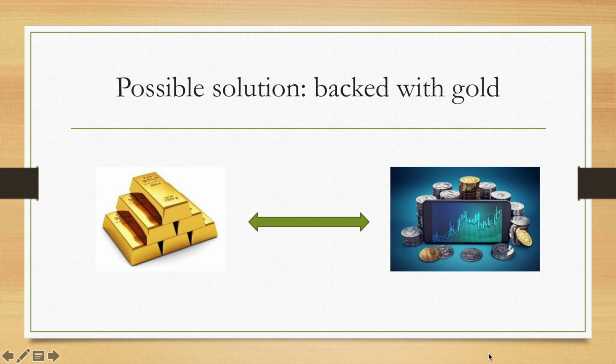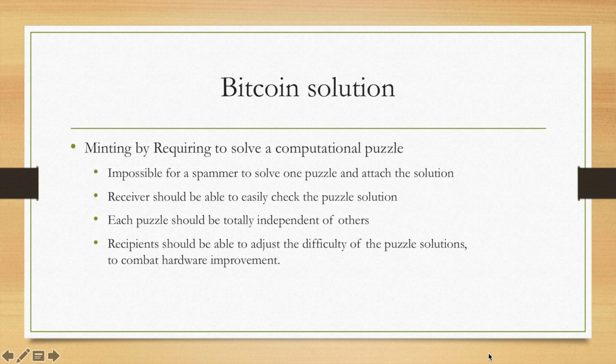So how do we make digital currency valuable? One possible solution is that the currency is backed by gold. When we make one unit of digital currency, we have a similar amount of gold behind it. In this way, we can make sure the currency is related to gold and has a real value. But this is also hard for a new business to start. So the Bitcoin solution uses minting. This means that creating a Bitcoin requires solving a computational puzzle. We will discuss these solutions later.